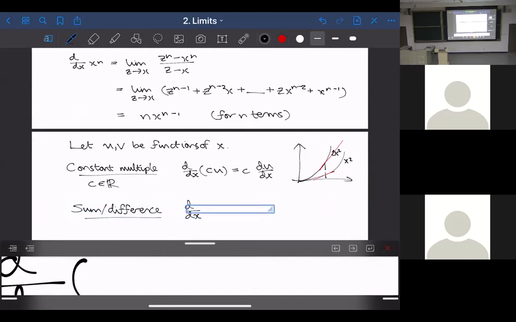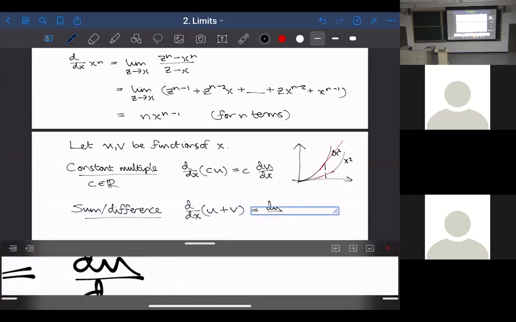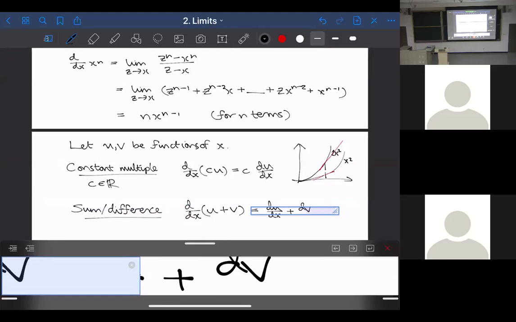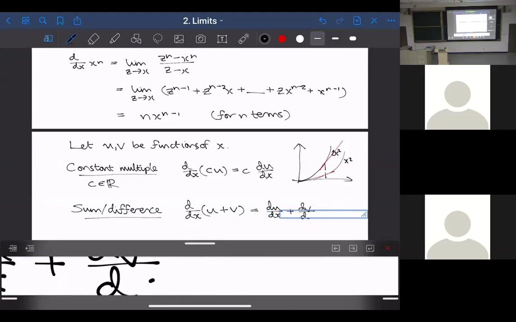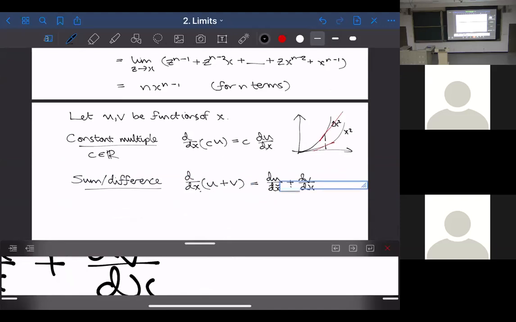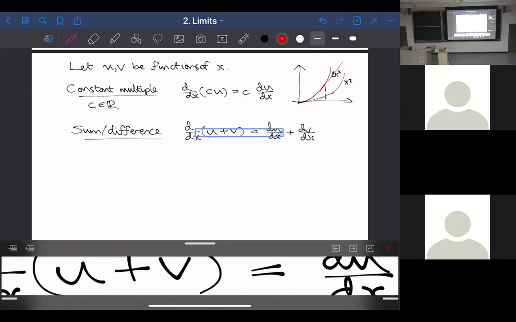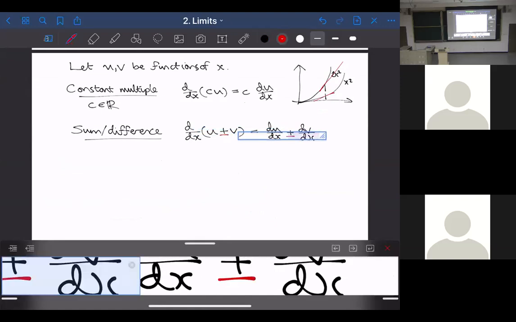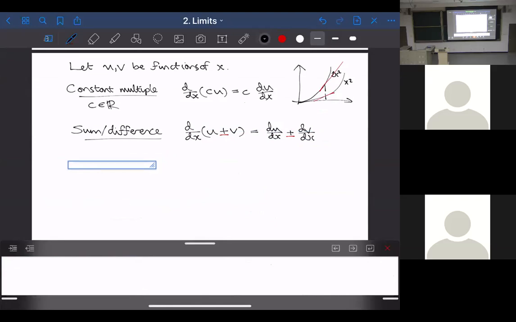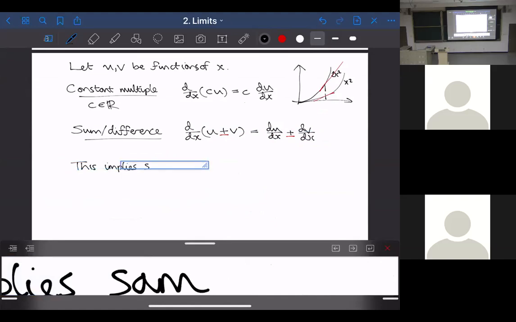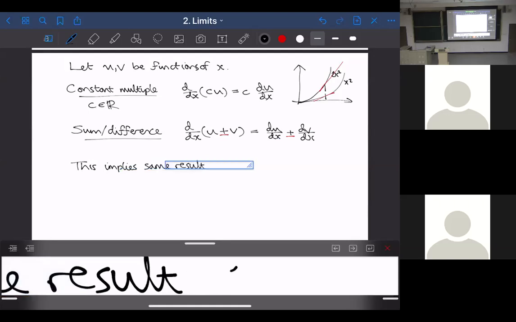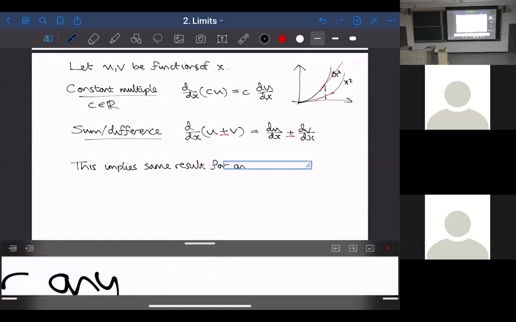And here's another one. Now let's use both my functions, u and v, and add them. Well, then the derivative is given just by adding the derivatives. And the same thing if I subtract. So this implies the same result for any number of functions.